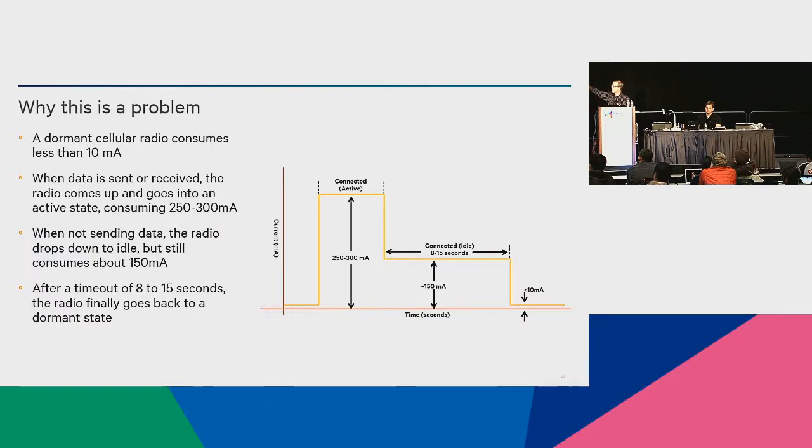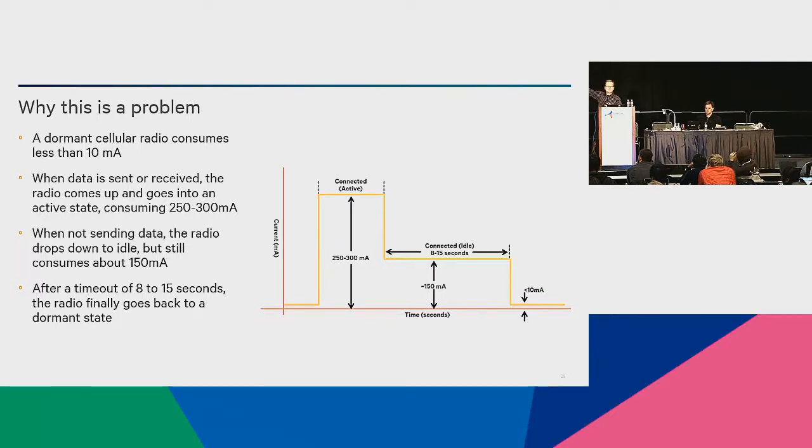We talked earlier about the radio. So a dormant cellular radio consumes about 10 milliamps. In fact, in the newest phones, it's probably more like 4 milliamps. Almost no power. The difference between system idle and the radio idle, there's almost no difference. They're extremely efficient. So you want to be in that dormant state.